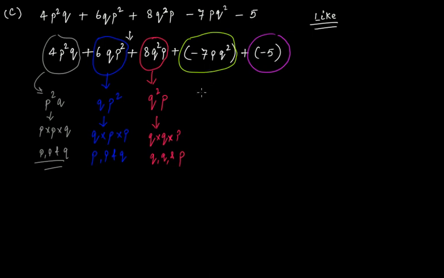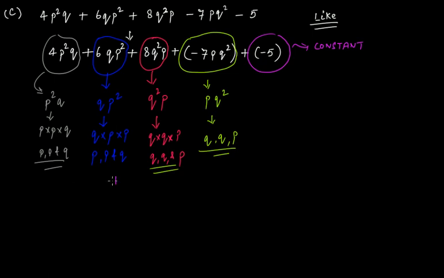What about this one? In this case we have pq squared. Again you have two q's and one p. Exactly the same as this one. So this term and this one, these two terms are like terms. But if you compare this one and this one, unlike. If you compare this one and this one, unlike, and same for this. Now this is minus 5, a constant. A constant cannot have any variables, so clearly this will be unlike to all of these terms, right? Now just simply add up the like terms together.